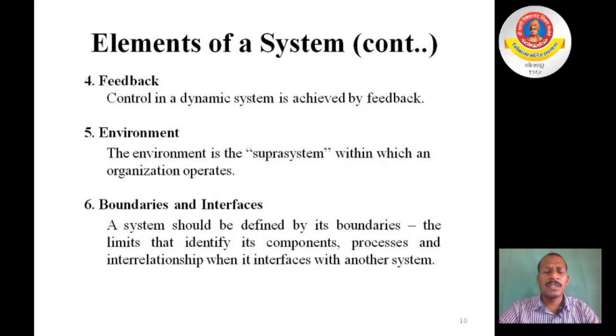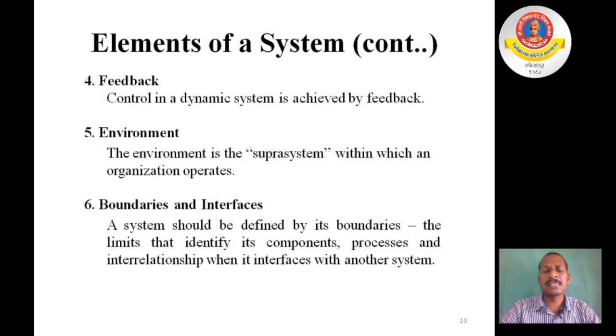The fourth element is feedback. Control in a dynamic system is achieved by feedback. If we have built a system, we first have to take feedback on it. After taking the feedback of that system, we will definitely make certain changes and come up with a new, better system. And the fifth one is the environment. The environment is the supra system within which an organization operates. The system will operate within an environment, which we call the supra system.